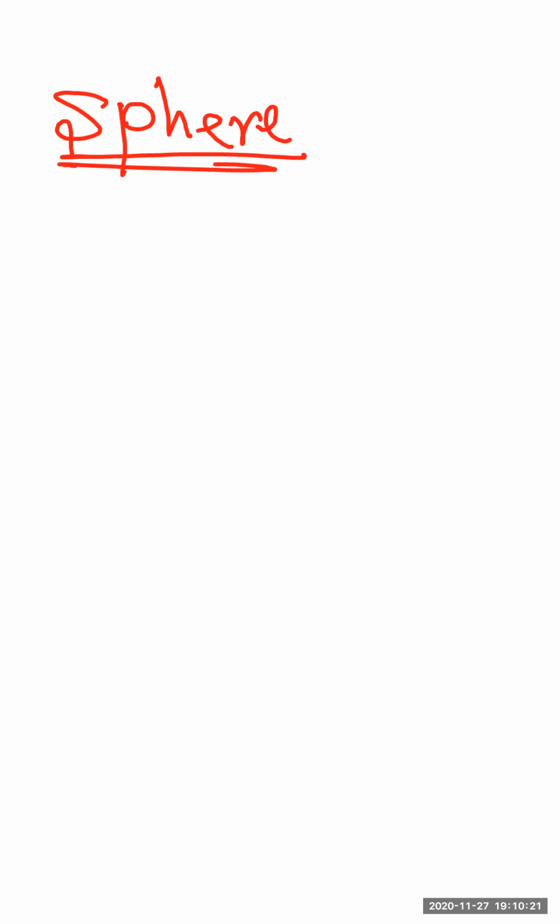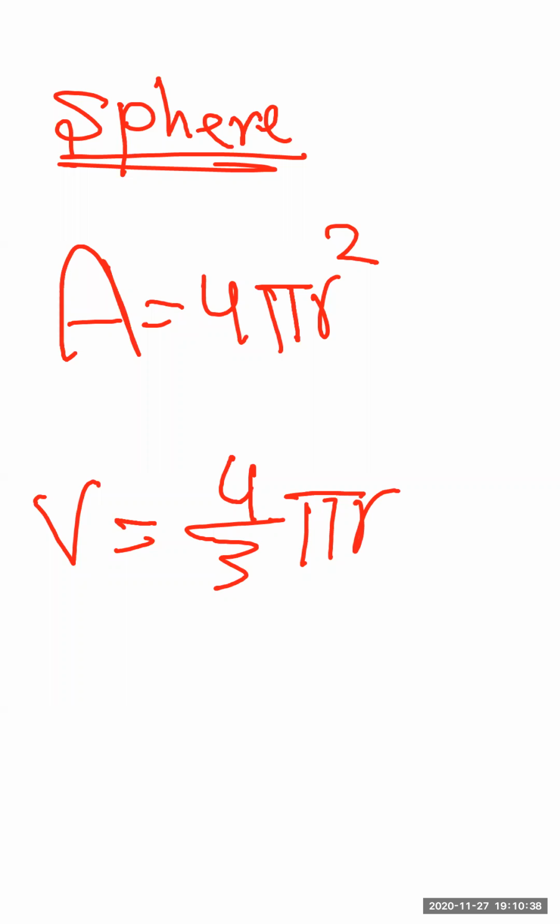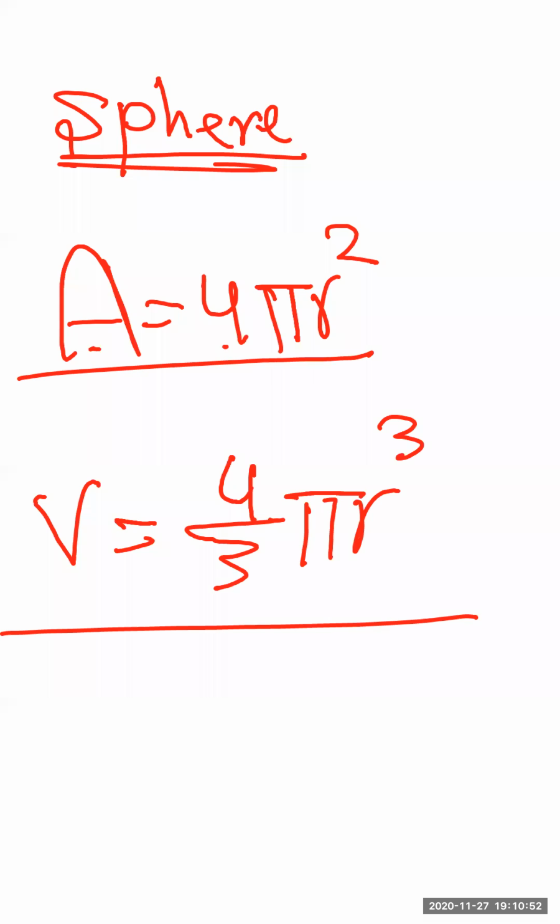So the sphere, only two rules, guys: area and volume. Area equals 4πr squared. Volume is 4 over 3 πr cubed. That's it. Nothing more. So you have to memorize the rules. Area equals 4πr squared. Volume equals 4 over 3 πr cubed.